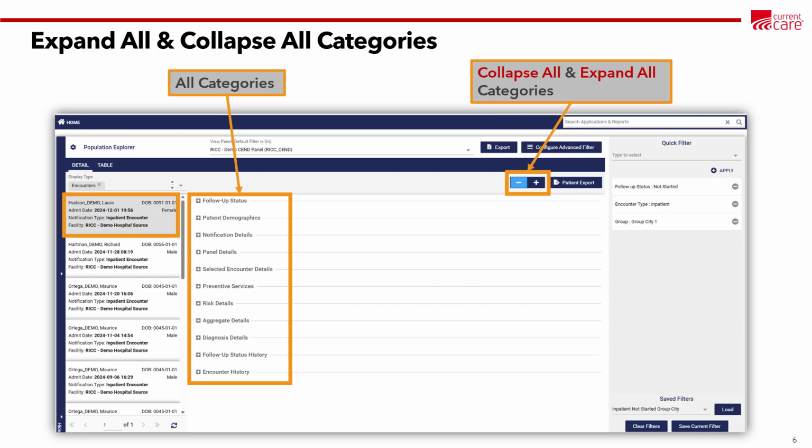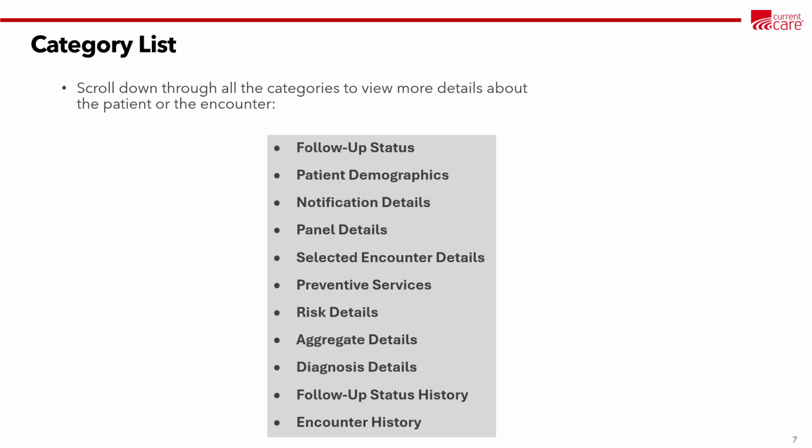In this example, we show one encounter selected in the left bar. All data elements for this encounter display in the middle pane. You can use the plus sign next to each category name to display or collapse only that category. Here we've collapsed all categories by clicking the minus sign at the top right of the header, and you can also click the plus sign to expand all categories. You can scroll down through all the categories to view more details about a selected encounter.